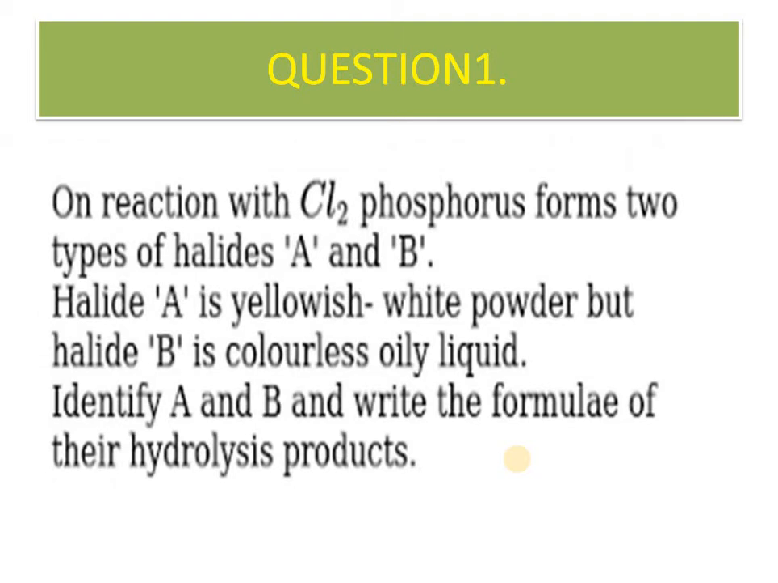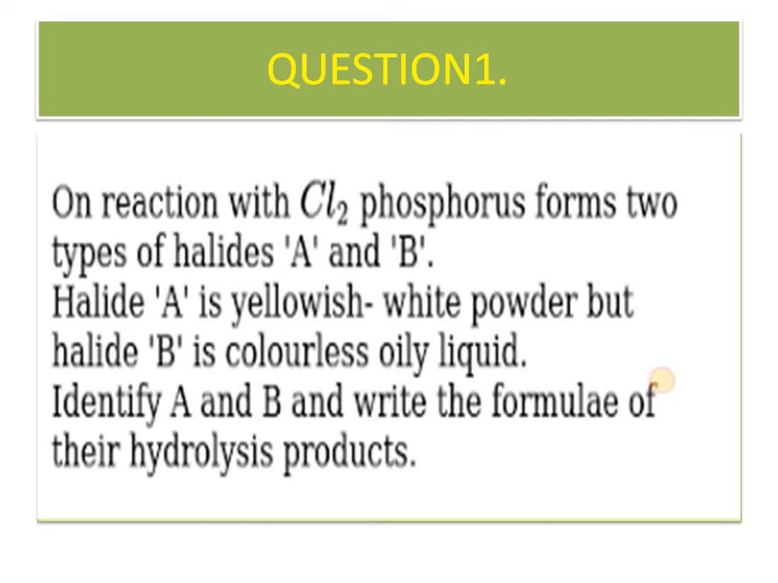So let us take up this question. On reaction with chlorine, phosphorus forms 2 halides. So you must have understood that the 2 halides will be PCl3 and PCl5. A is yellowish white powder. So powder, you should know that it would be the powder, whether PCl3 or PCl5. And B is a colorless oily liquid. Identify A and B, and write the formula for the hydrolysis. You have to talk of hydrolysis. You know that PCl3 hydrolysis gives rise to H3PO3 and PCl5 hydrolysis gives rise to H3PO4.